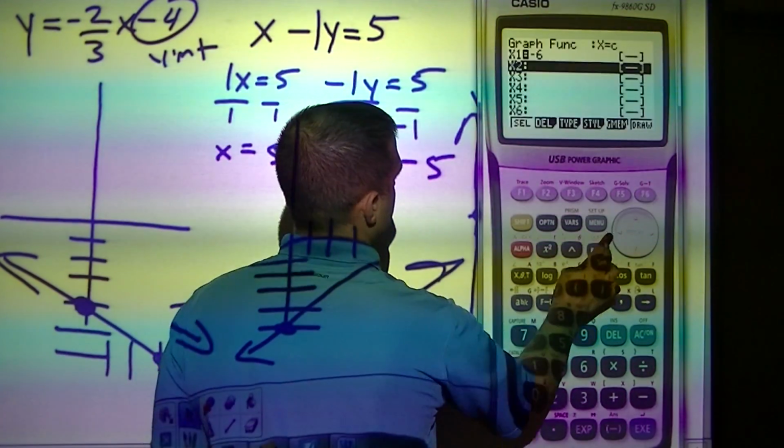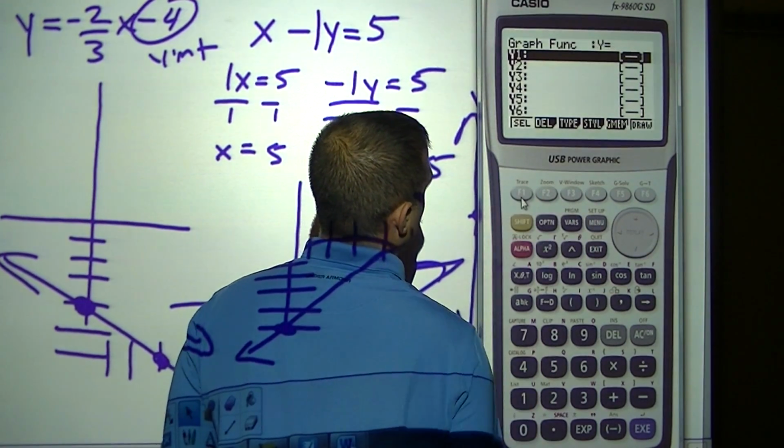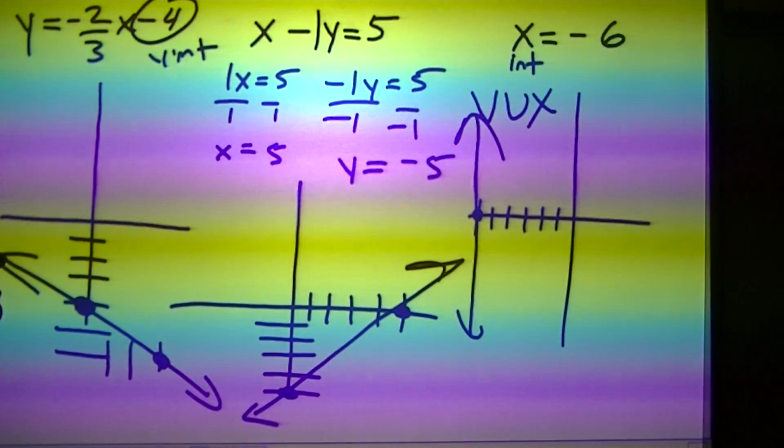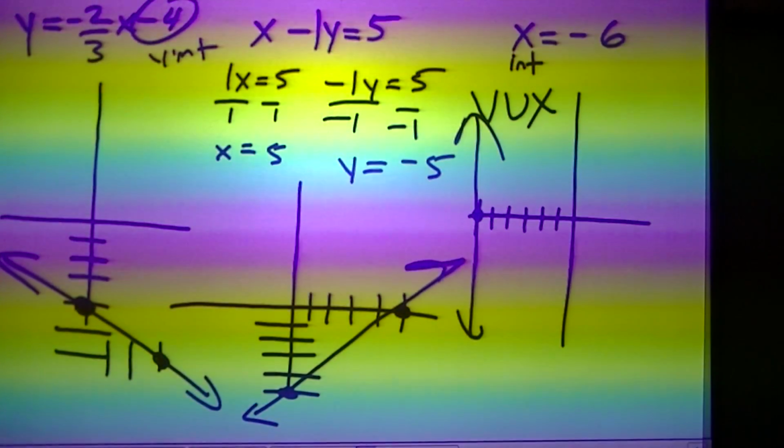Okay. All right. So x. I'm going to clear that out. Delete. And make sure my type is set to y equals. Okay. All right. That's another one. Okay. Let's do another set.